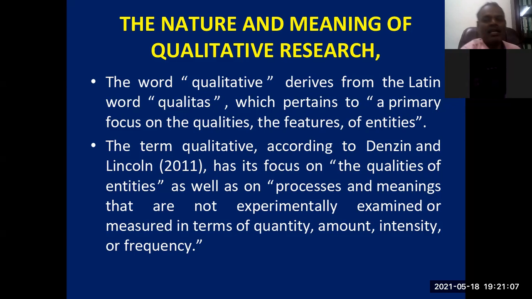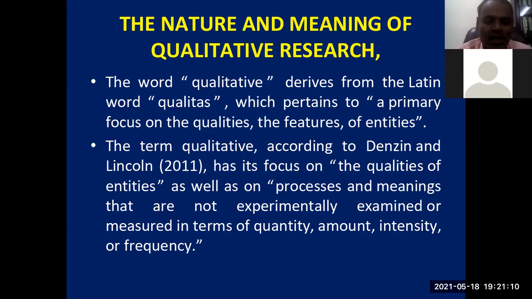This term quality, according to Denzin and Lincoln, they are saying the qualities of an entity are, for example, so many universities are there. Maybe if the University of Bolihora is different, then you need to mention certain qualities of Bolihora. If you find certain qualities of Bolihora, then it is based on the quality.